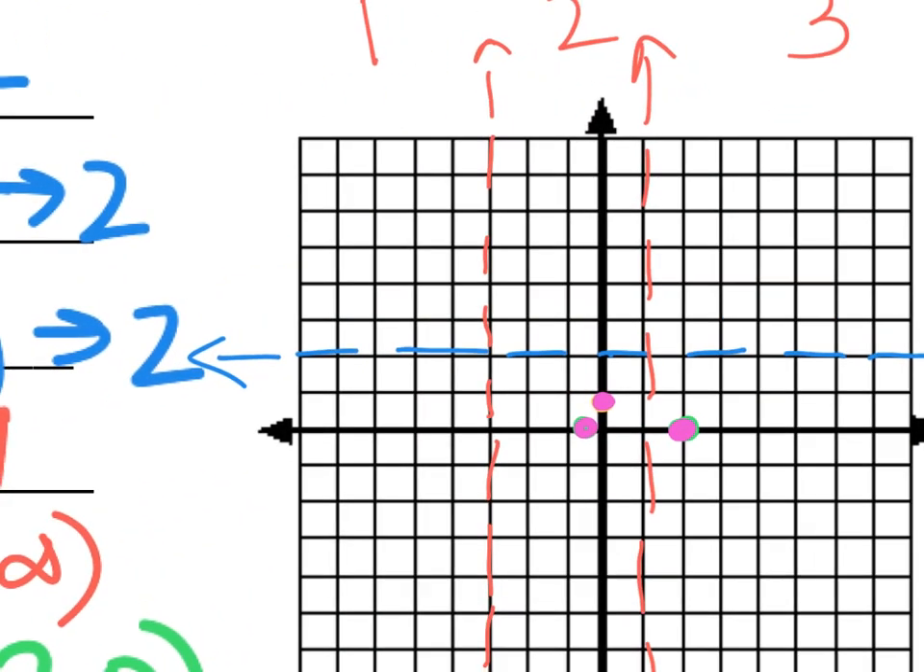So we'll go ahead and plot that. So negative 4, 1, 2, 3, 4, 5, 6, 7, 8. So we're about right here. And what that's telling us is that our graph is going to be up in that region, okay?